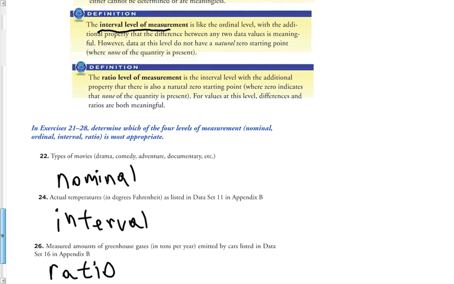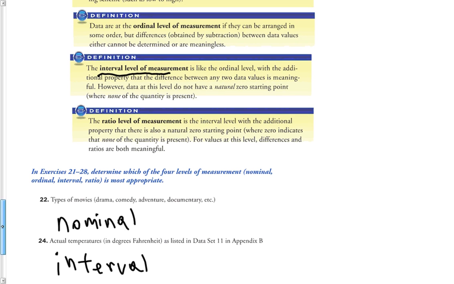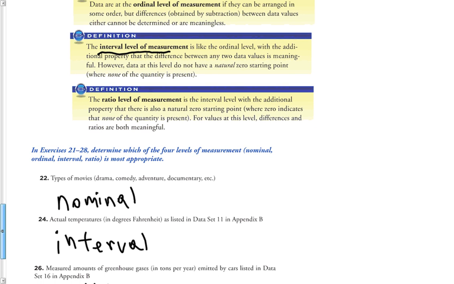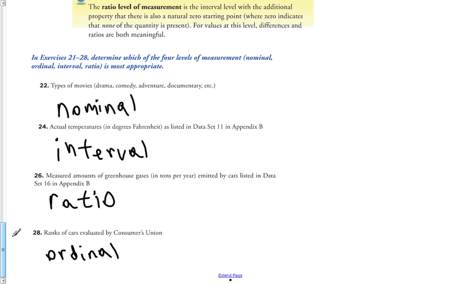And actually, this one is kind of a toss-up between ordinal and interval level. But I'm going to say that it is ordinal because I don't think that just because a car is ranked first, it's necessarily 3 times better than the car that's ranked fourth. So this would be an example of ordinal level measurement, and those are the levels of measurement.